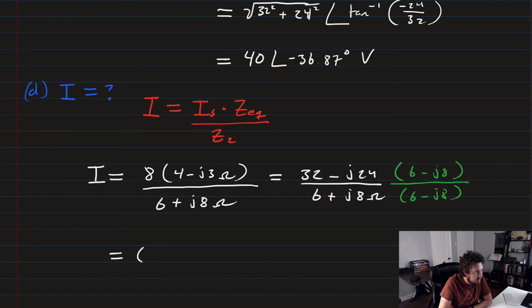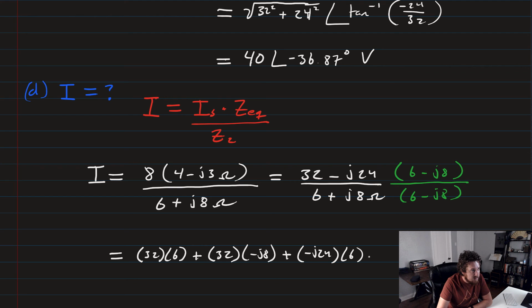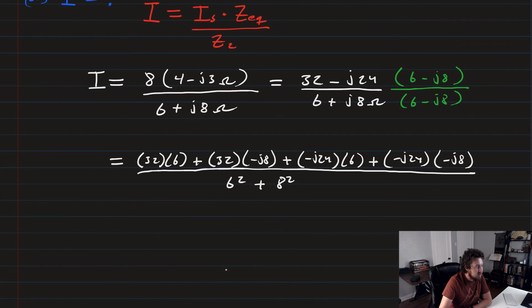We got to FOIL on the top side here. That'll be 32 times 6, plus 32 times minus J8, plus minus J24 times 6, plus minus J24 times minus J8. Here's our numerator. Then our denominator is just going to be 6 squared plus 8 squared, which we already know is 100, so that's nice.